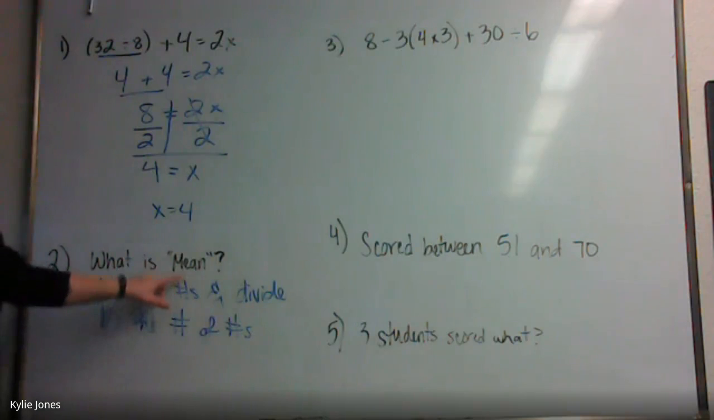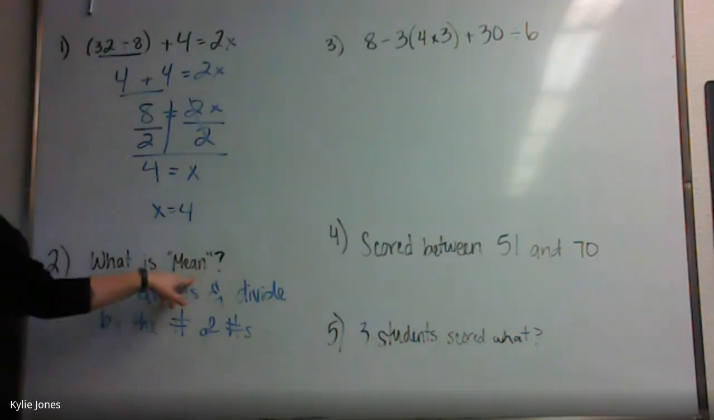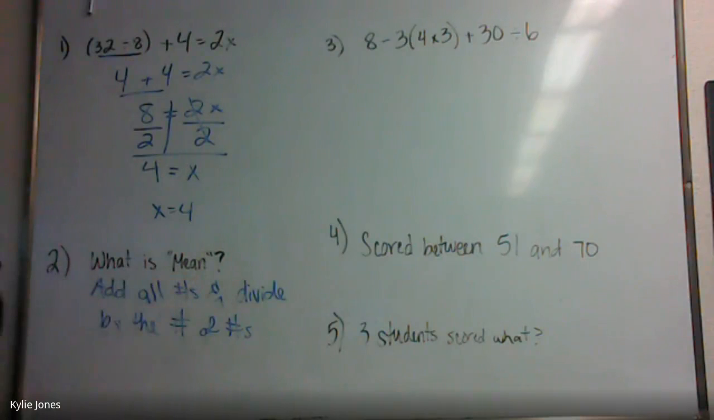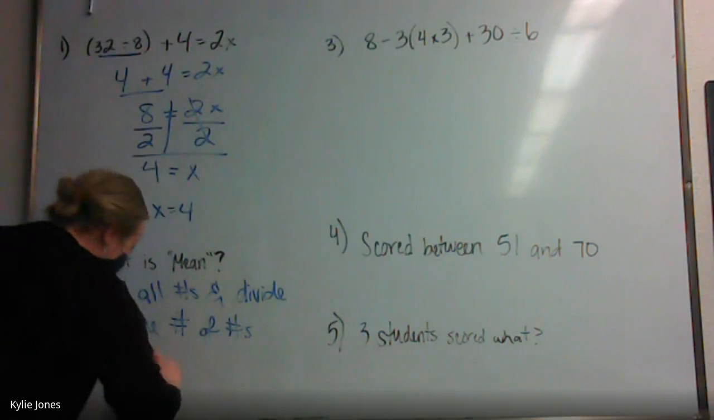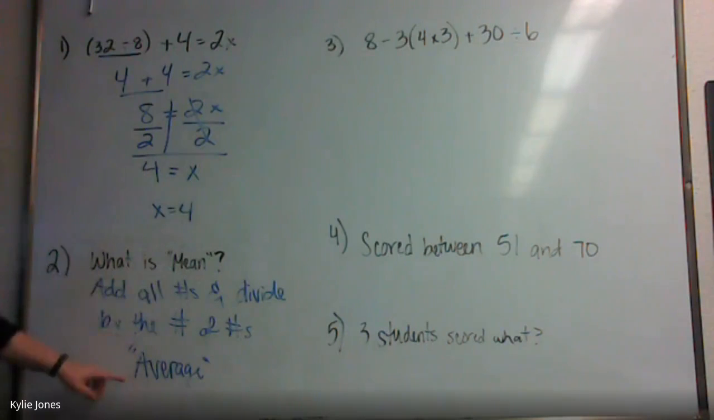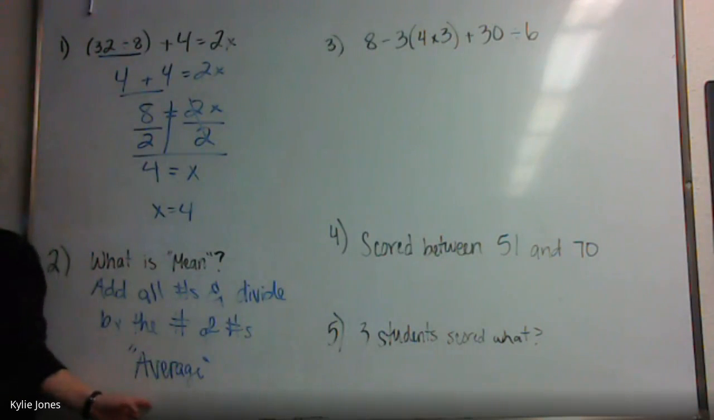Do you guys remember what another word for mean is? No, that's the mode. This one starts with an A. Nice try though. Average. It's the average. That's another word for mean. It might say this on your Easy Merit: find the average of these numbers. That means you're finding the mean. So average is the mean. So keep that in the back of your head a little bit.